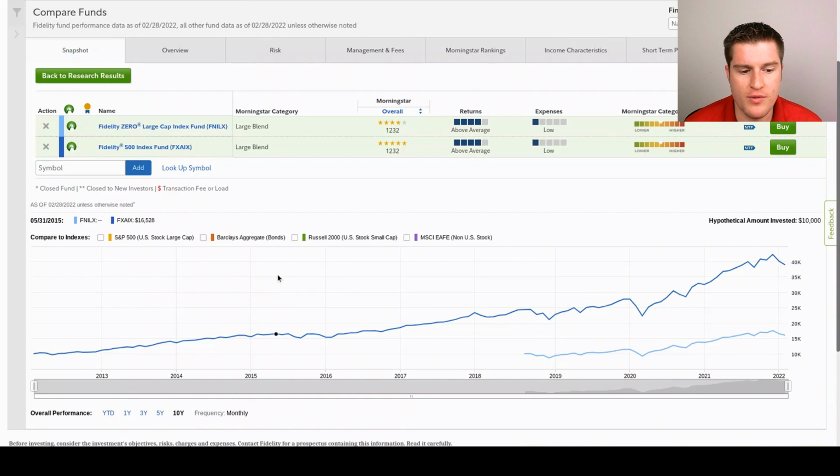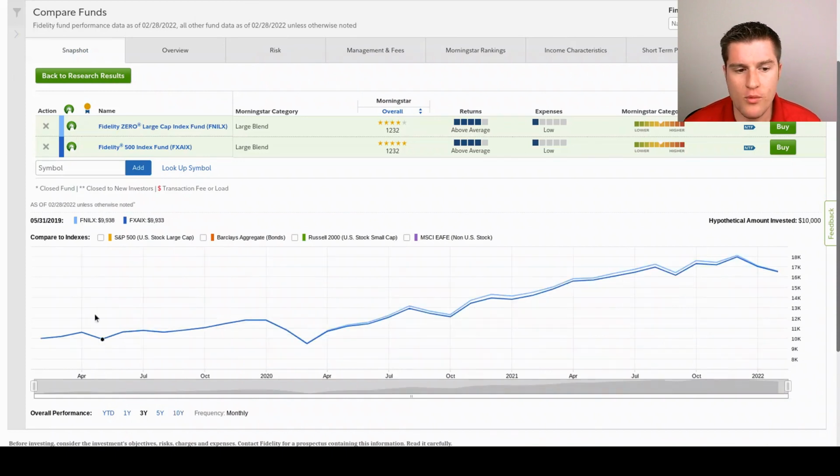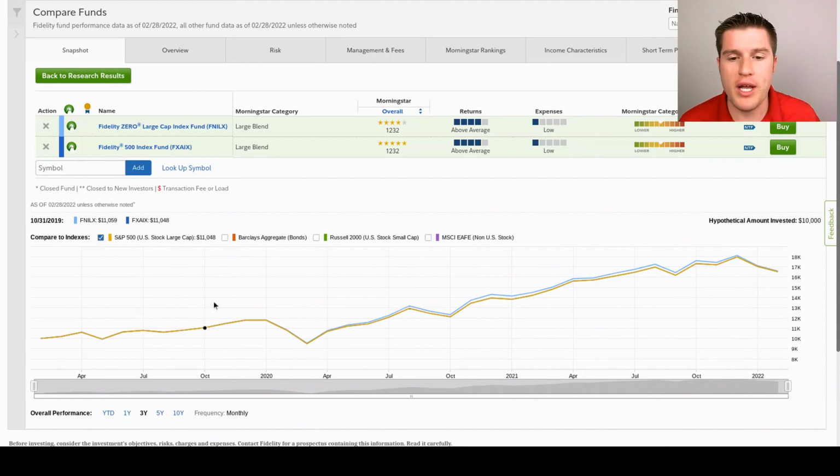Obviously, the zero fund's only been around for 3 years. You see, how's it doing? Basically the same. Well, how does it do technically to the actual index? Okay, virtually basically the same, which we would expect on these funds. So a lot of information on this free tool that Fidelity offers.